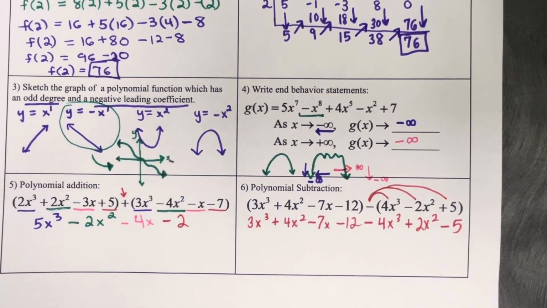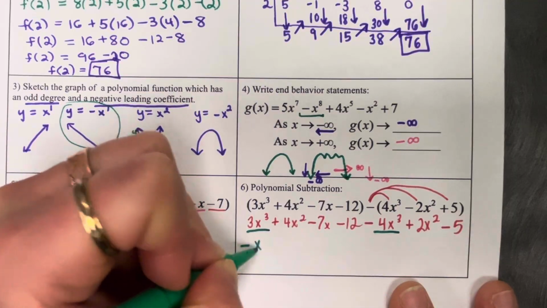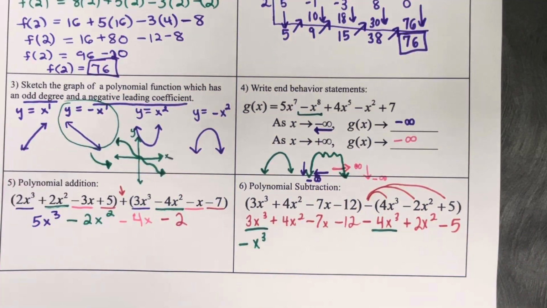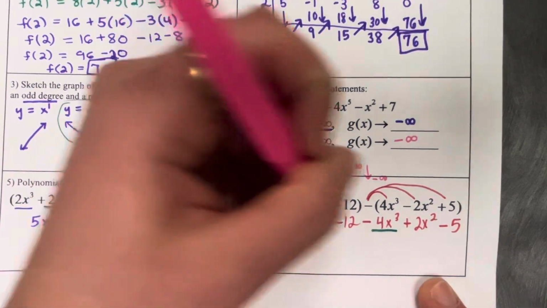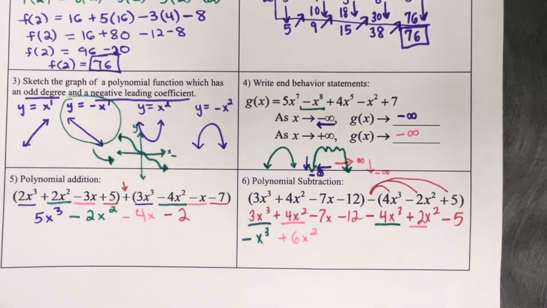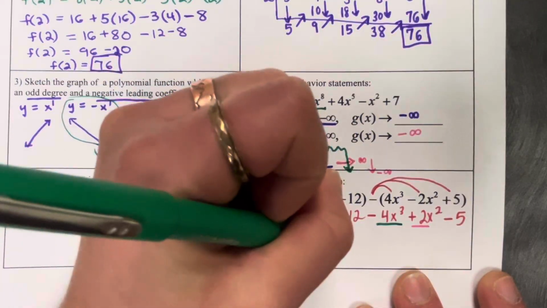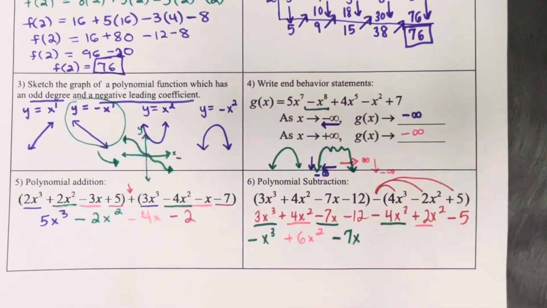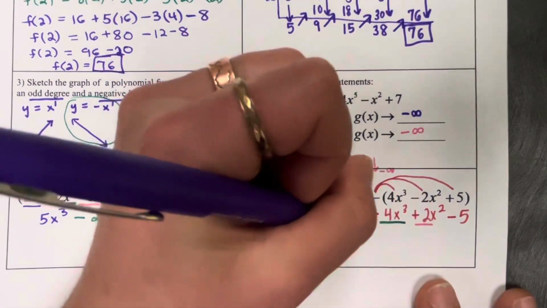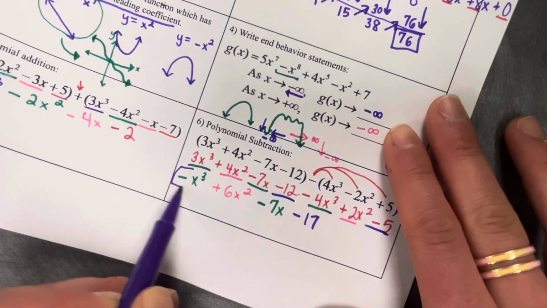Now we can add like terms. So 3x cubed, negative 4x cubed becomes negative x cubed. The x squareds go together, we get plus 6x squared. Do the rest on your own. Negative 7x is by itself. Negative 12 minus 5 becomes negative 17. And that's our answer. Box in your answer.